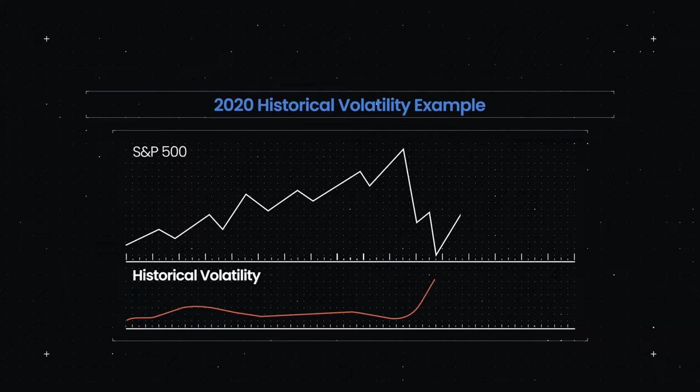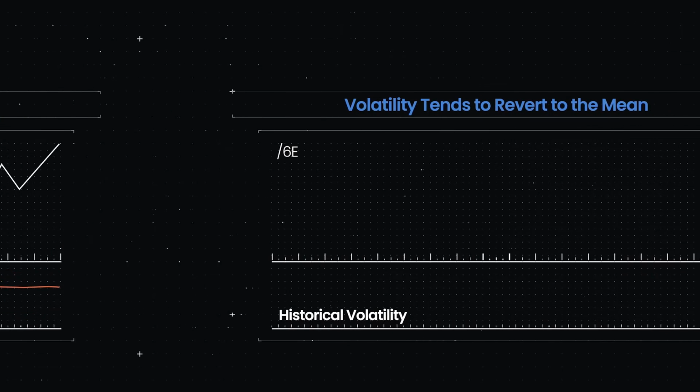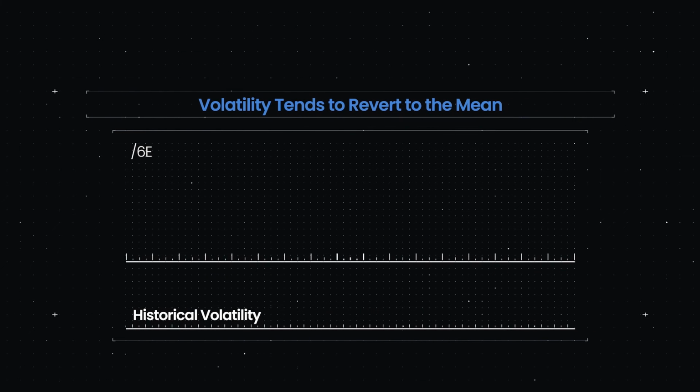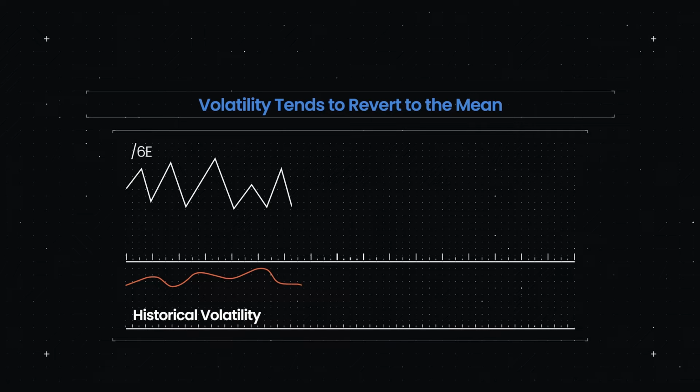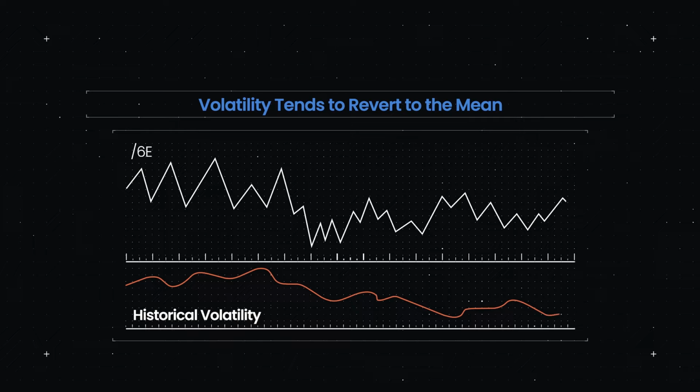So if we would have tried to predict the volatility of 2020 using the past decade's historical volatility, we would have been very off. One reason that historical volatility is useful, however, is that volatility has a tendency to revert to the mean over the long term. And so most of the time, realized volatility comes in lower than implied volatility, which is why selling options is often profitable.